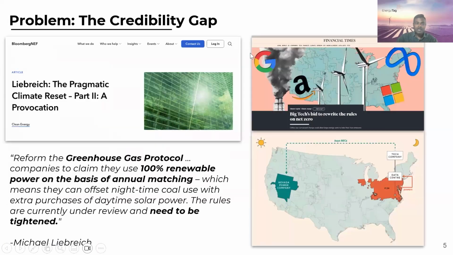Now let's understand why this revision in the first place. There was a big credibility gap in corporate emission accounting and reporting.